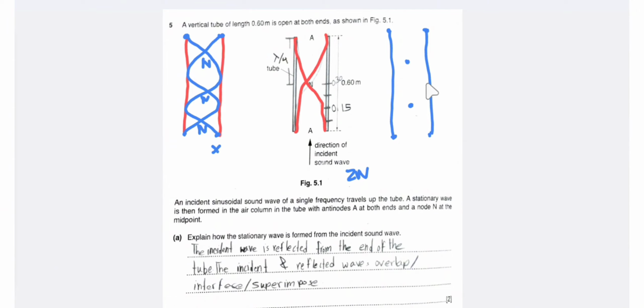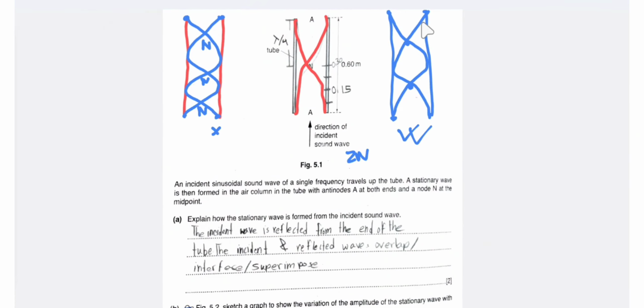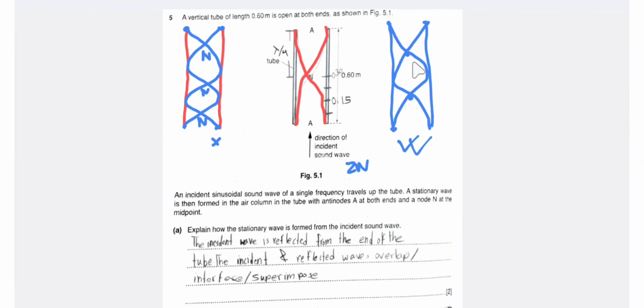Since there is one node, the next wave must have two nodes. If we join just the nodes and the antinodes, then the wave is formed like this: one, two nodes, and at the open end antinodes. So this is the next wave that is formed. And what is the wavelength?